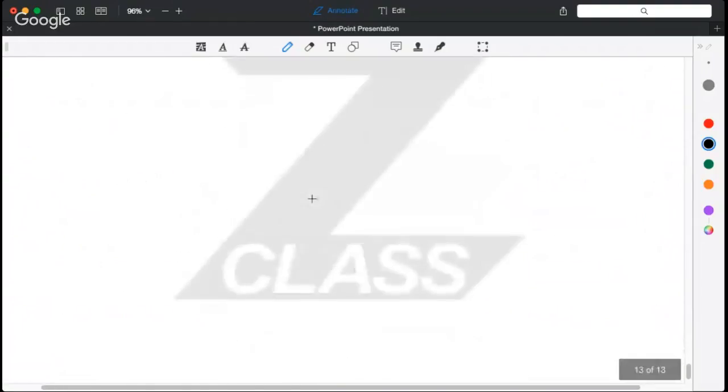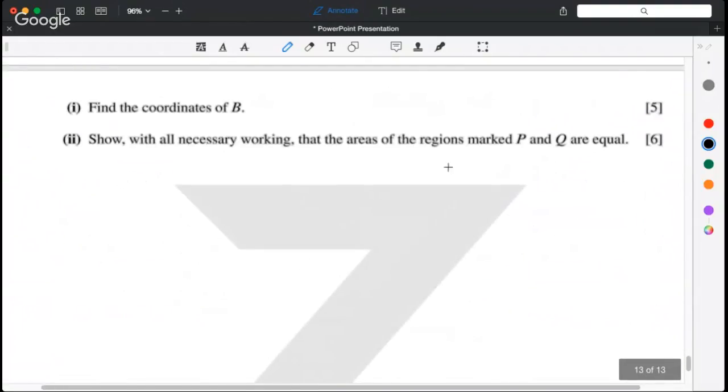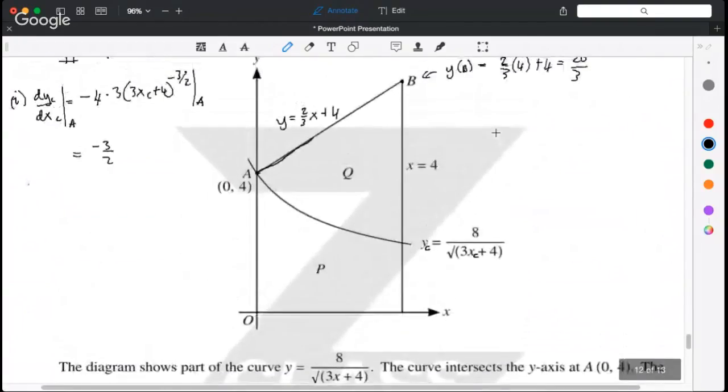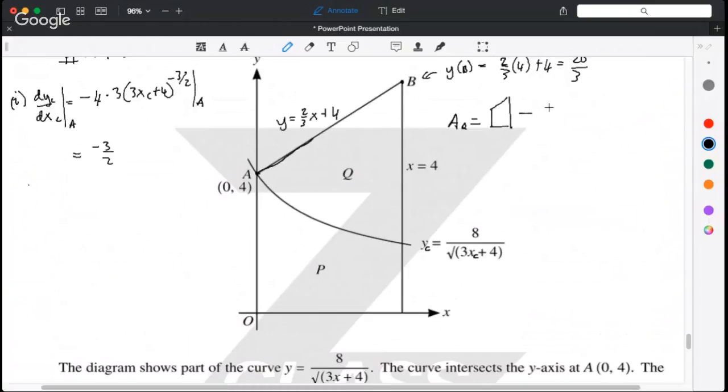Now the second part, it says show with all necessary working that the areas of the regions marked P and Q are equal. See the pizza slice. So the idea here is that integrating a curve gives you the area under a curve. So what is the area of Q? So the area of Q is the area of the sort of big semi-house minus the area of P, right?